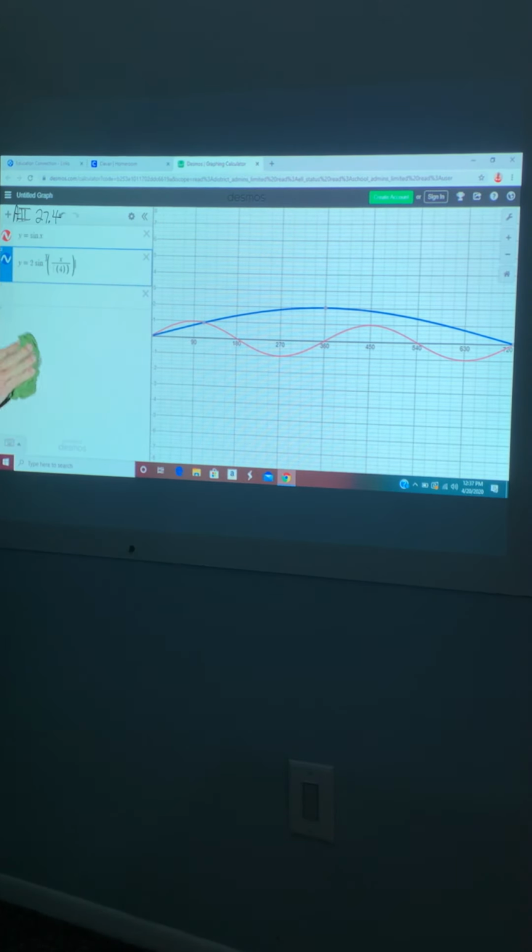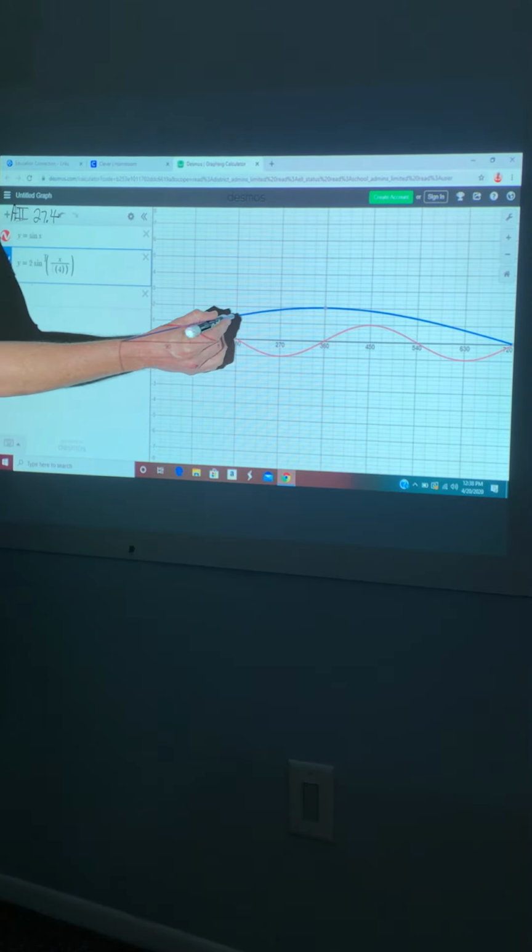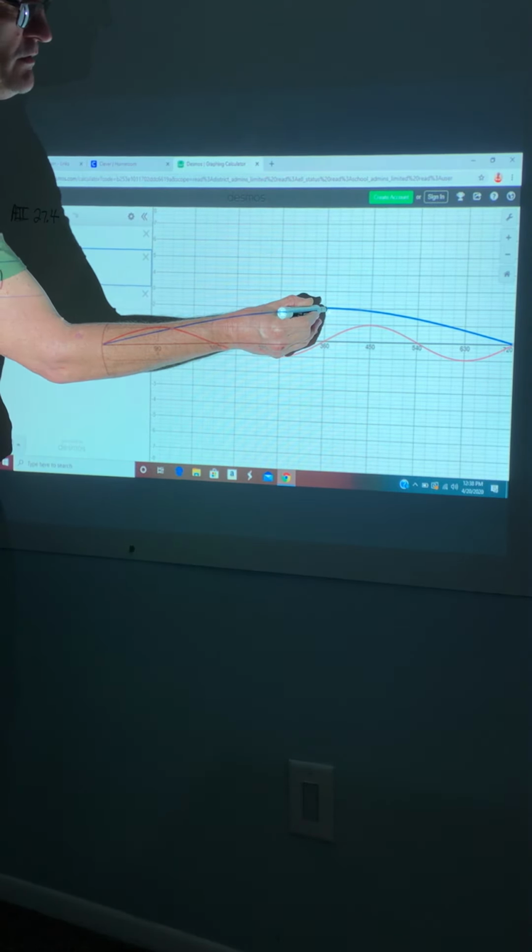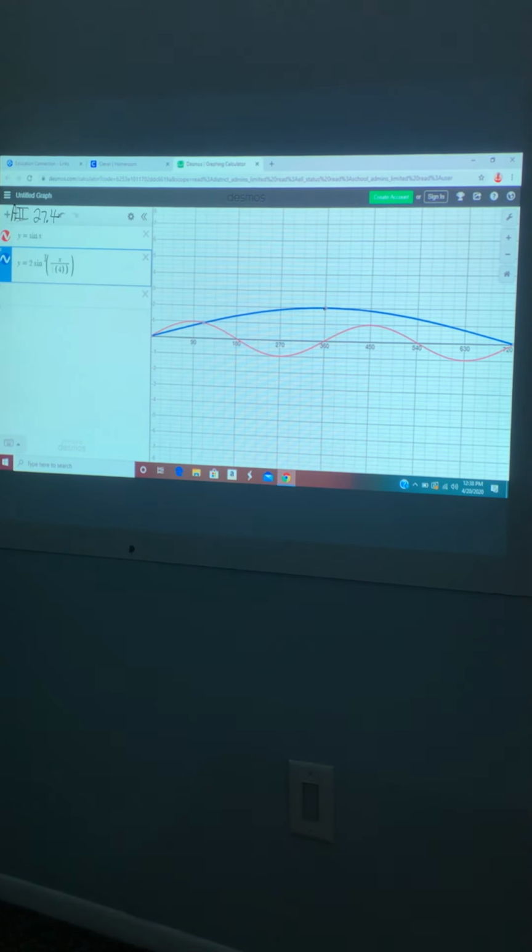Okay, let's do the easy part. This 2 would affect the amplitude, right? So the blue one, the highest point should be 2, and the lowest point should be -2. Okay, cool, we're good there. Look, highest point is 2. And then way over there, the lowest point will be -2.